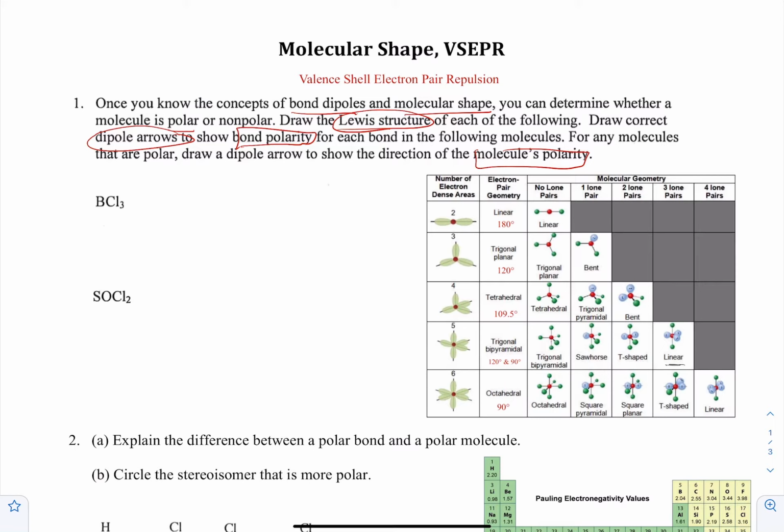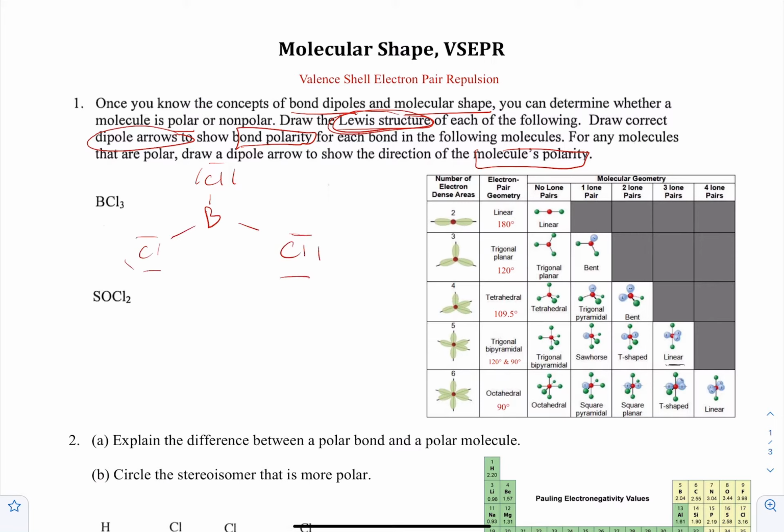So I'm going to draw the Lewis structure, but I'm not going to go through all the steps of drawing the correct Lewis structure. We've done that in about 4 previous videos. If you need help drawing a Lewis structure, I would refer you to those videos. Here I'm just going to draw the correct Lewis structure, and then we're going to determine whether the bonds are polar and whether the molecule is polar.